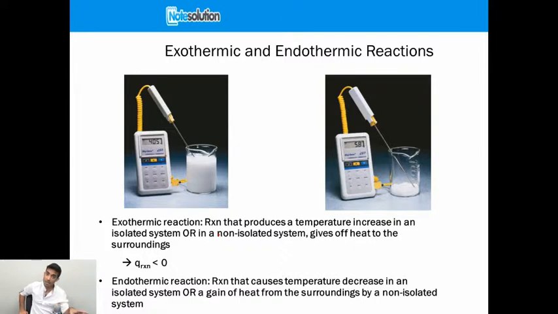But if the system is not isolated, heat flows from hotter to colder, right? And because we have this decrease in temperature in the system, heat will be transferred from the surroundings to the system. And of course, this happens in a non-isolated system.